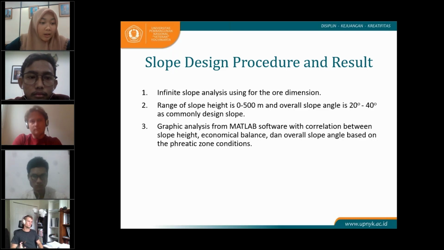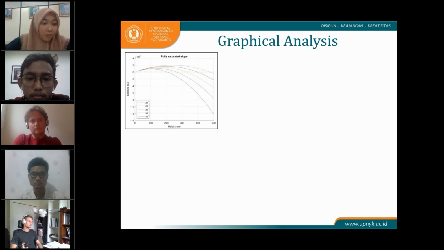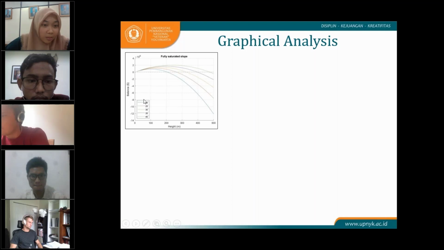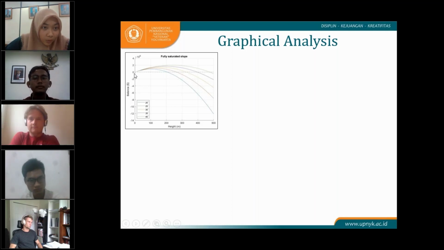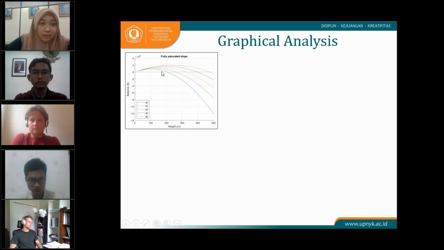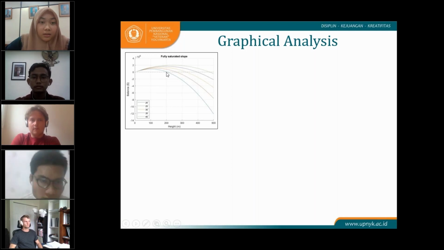This is the graph for the graphical analysis classified by the phreatic zone, and this is for the fully saturated slope. We can see the ordinate here is for the economical balance, and the axis is for height and overall slope angle, drawn as a non-linear curve. Therefore, to get the dimension, just plot the economical balance to the non-linear curve, and then go down vertically to get the height.